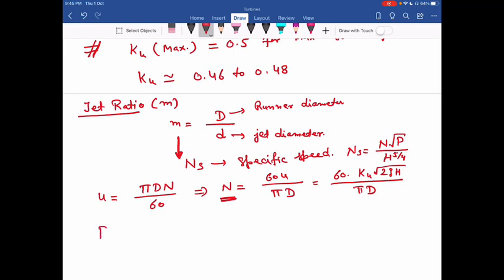Then P, you can see, power is given by W Q H into overall efficiency, that is the power output. So this is in watt. Now W I can write as rho g into Q. Now Q I can write as discharge, that is pi by 4 d square into Cv into under root of 2gh.